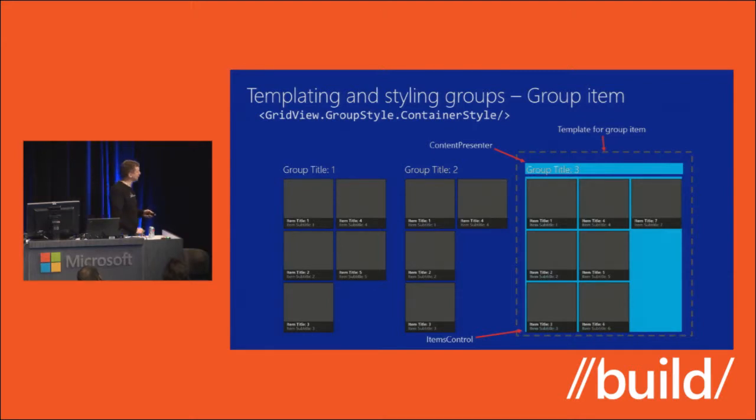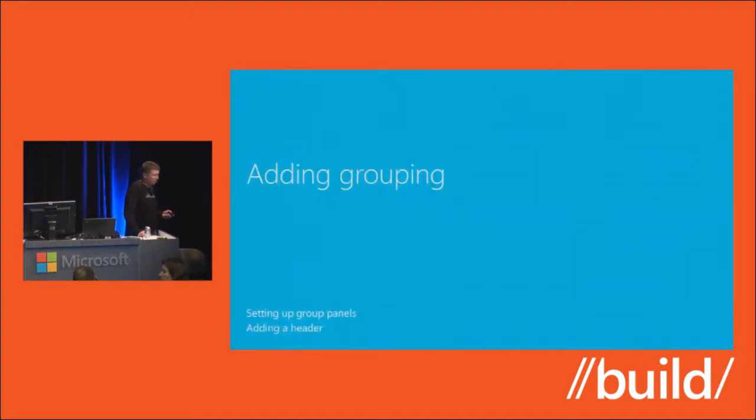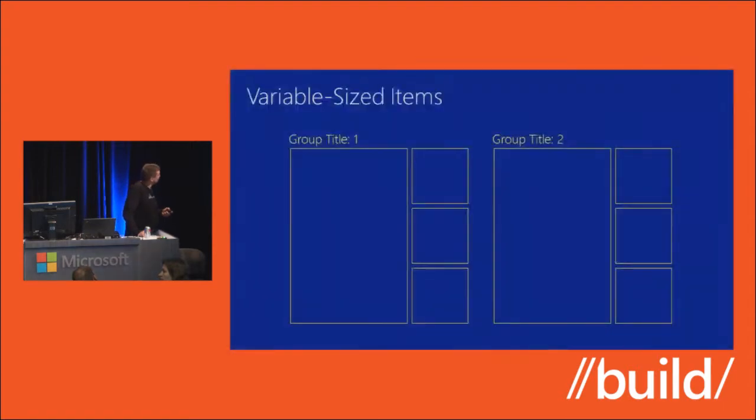Okay, I'm having some machine difficulties, unfortunately, so I'm going to move through the slides, and then I'll go back and do all the coding samples together. We're going to skip this demo right now, and we're going to shift into variable-sized items.